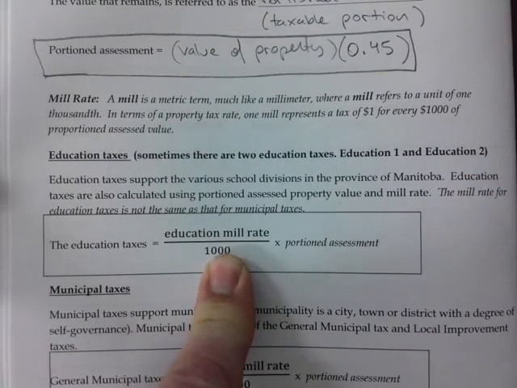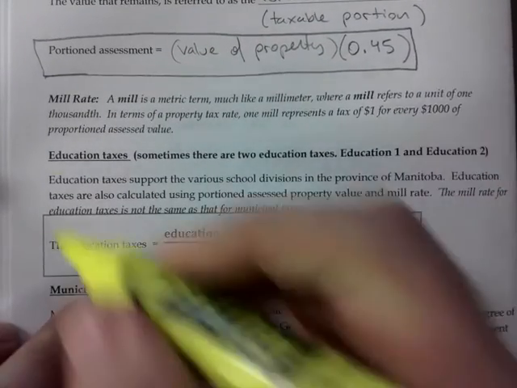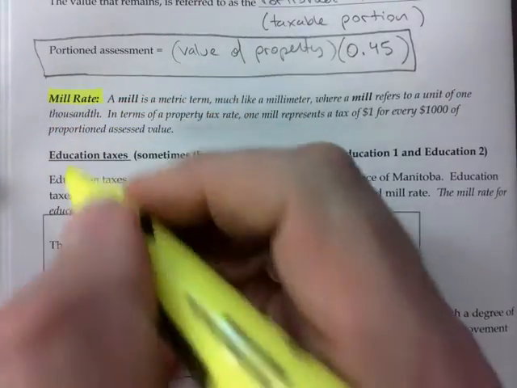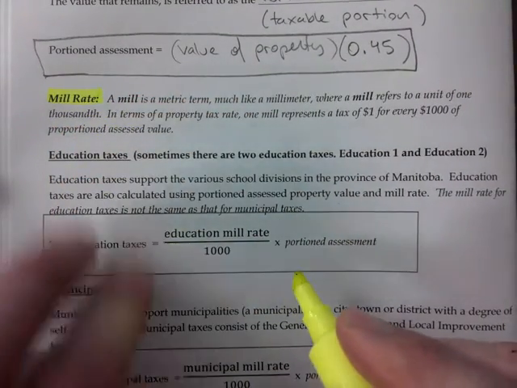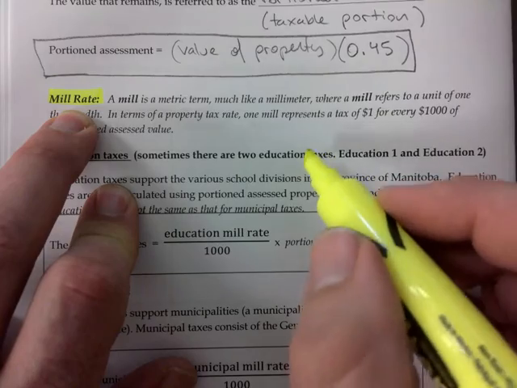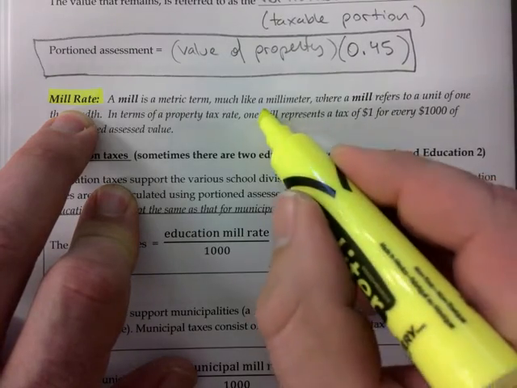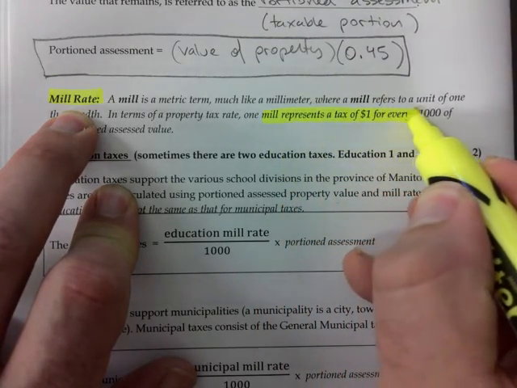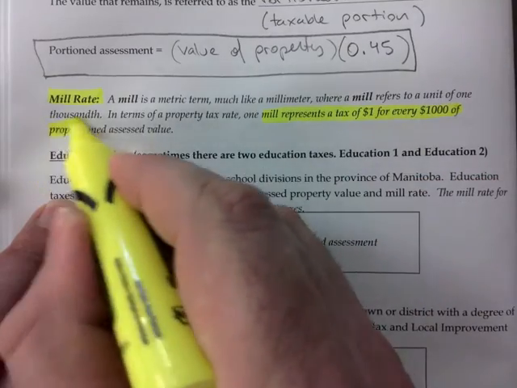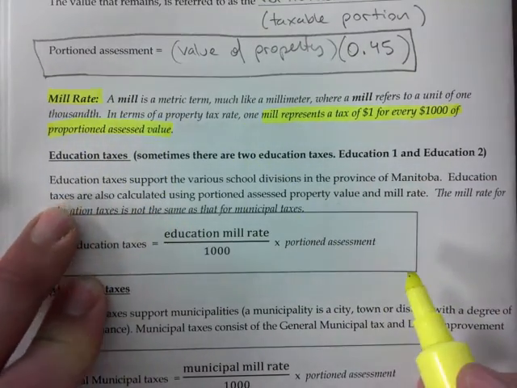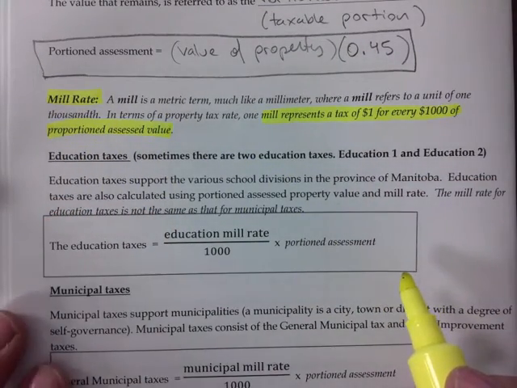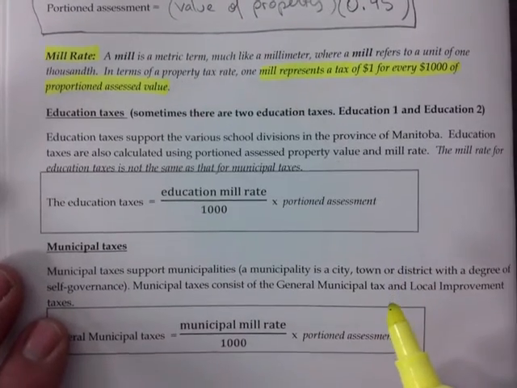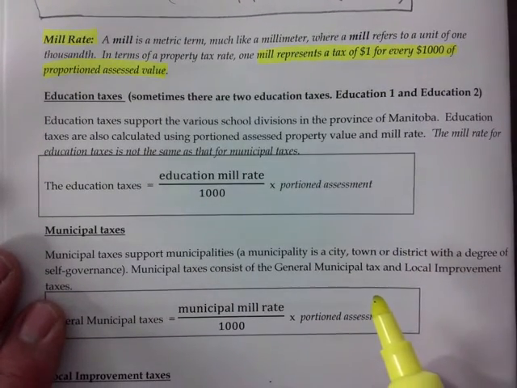Next, a mill rate. Just pay attention because I'm going to do one example today, right? What is a mill rate? A mill represents a tax of $1 for every $1,000 of portioned assessed value. Don't worry too much. I'll show you. It will be very obvious.